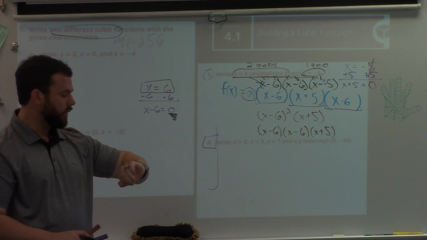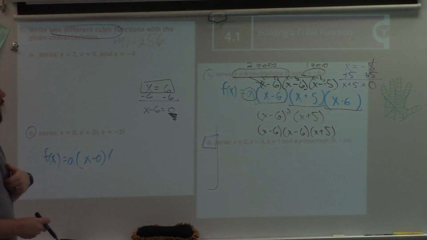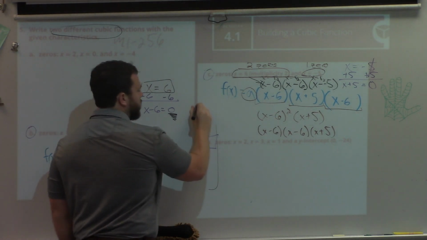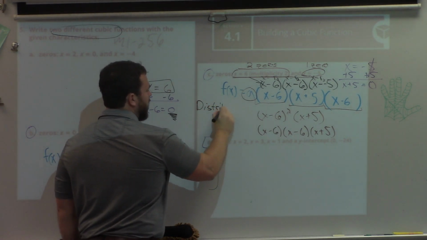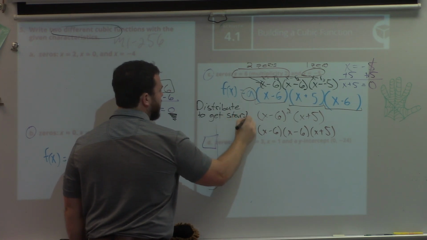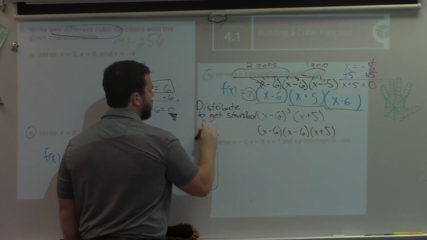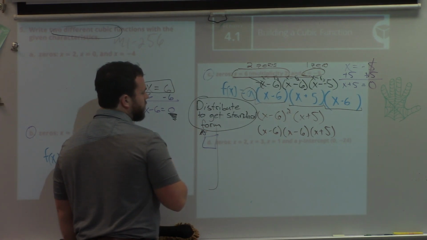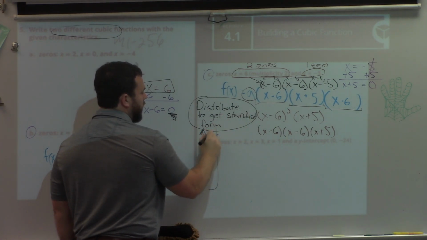What could I do to get my standard form from this point, if I was asking for it? Say again. I can distribute. And what was that thing I recommended to help you distribute? So distribute to get standard form. I recommend that area model.